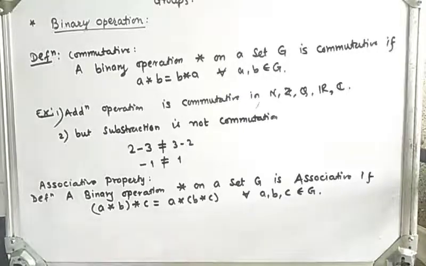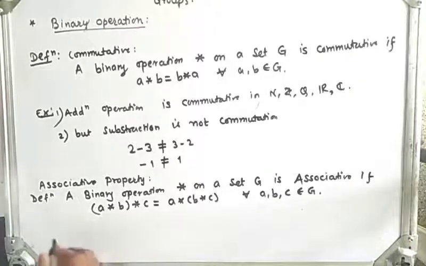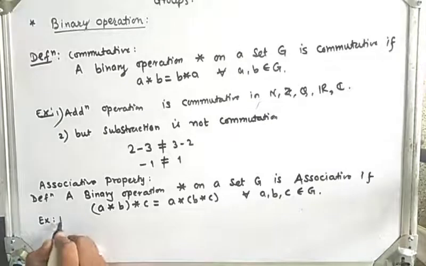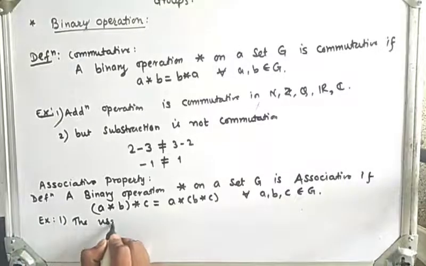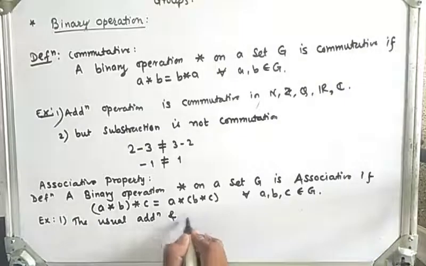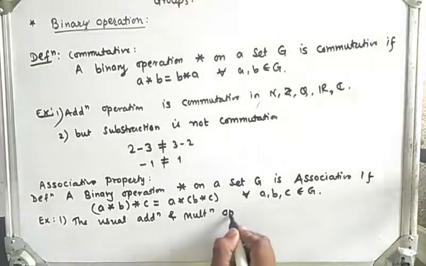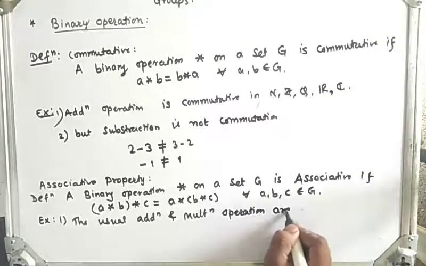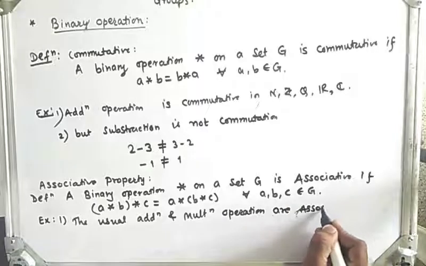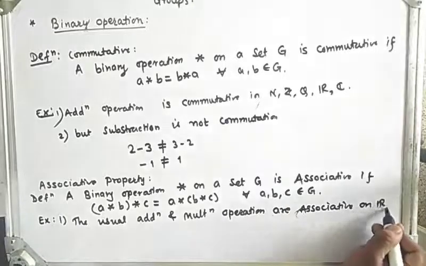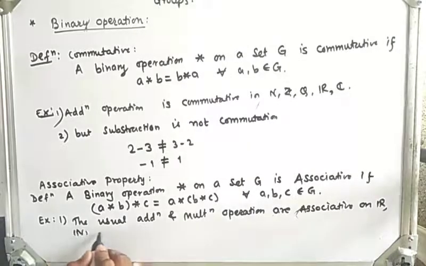So (A star B) star C is equal to A star (B star C) for any A, B, C belonging to that particular set G. For example, the usual addition and multiplication operations are associative on real numbers, in natural numbers, in the set of integers, and in rational numbers, right?